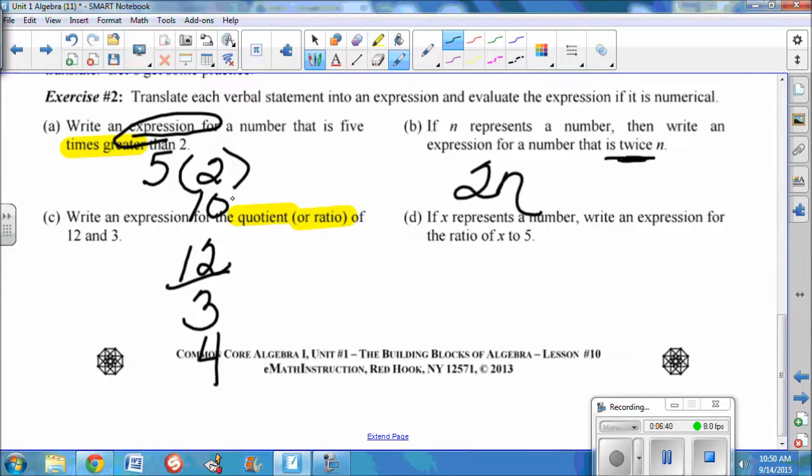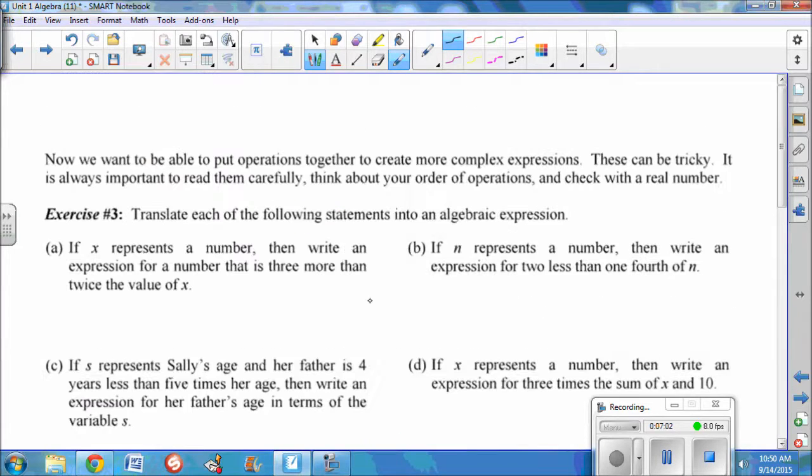It's 10. Back to D, if x represents a number, write an expression for the ratio of x to 5. So when you're talking about ratios, x to 5, that means x divided by 5. You may also see ratios written with the colon, x to 5. These are the same thing. Okay. Next page. Got some more translating to be done.